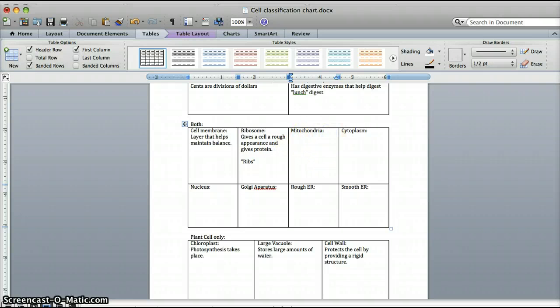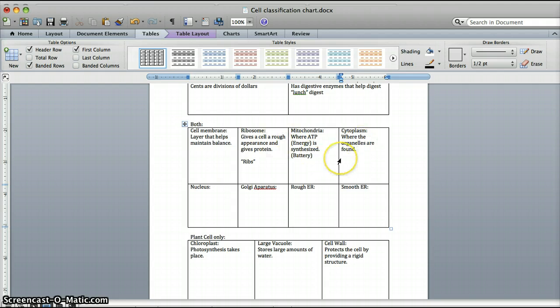Now, a mitochondria. Mitochondria is where ATP, which remember is energy, is synthesized. Now, if you think about it, energy is in batteries. So mitochondria is simply a battery for the cells. Cytoplasm is where the organelles are found.